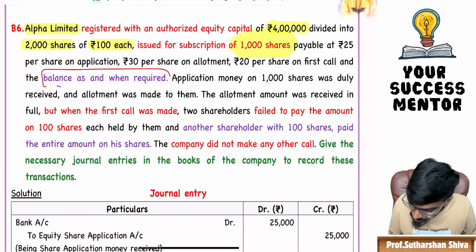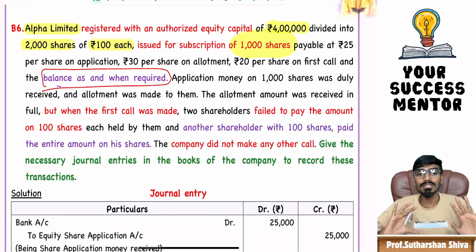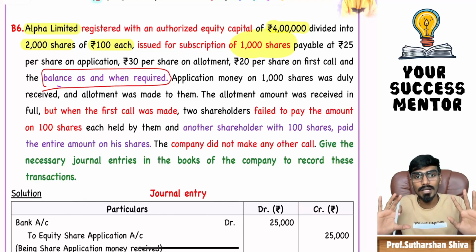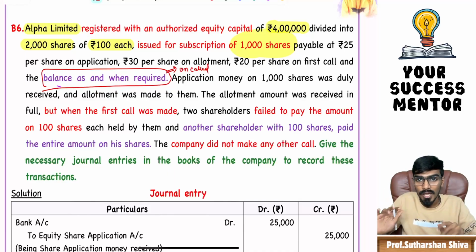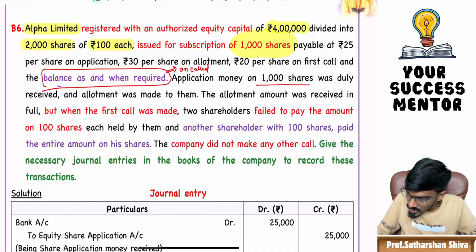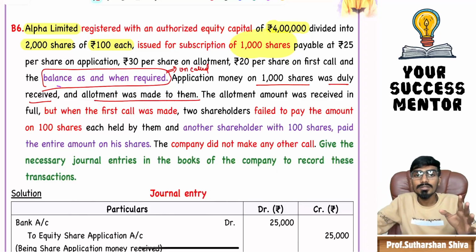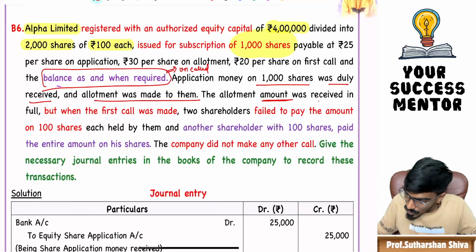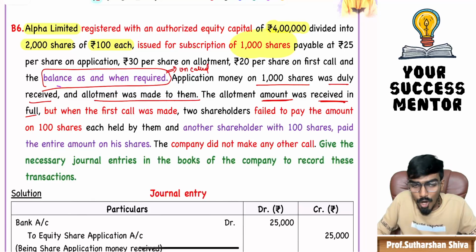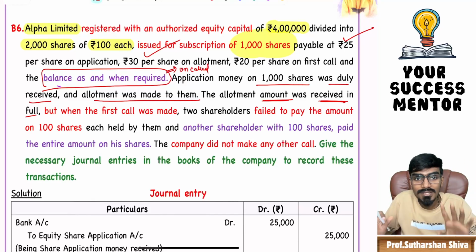Yes, sir. This is the most important one. Here only the students are committing a mistake. That's why it is clearly given in purple color. Balance as and when required means it is an uncalled value. We are not worried about this. Application money on 1000 shares was duly received and allotment was made to them. 1000 shares applied, the same to the shareholders, we are also allotting 1000. The allotment amount was received in full. Allotment money is also paid correctly. So 25 received correctly, 30 rupees received correctly.